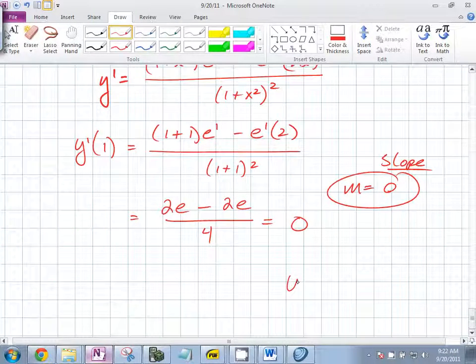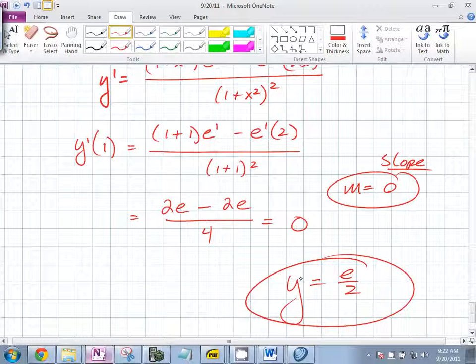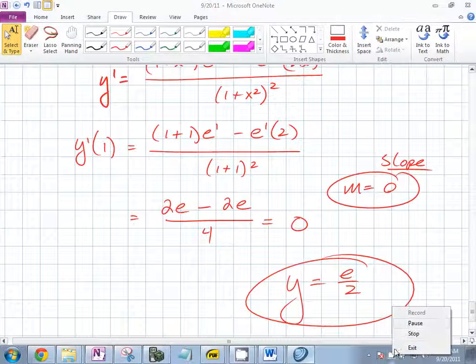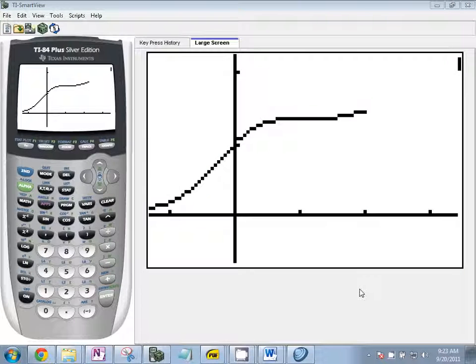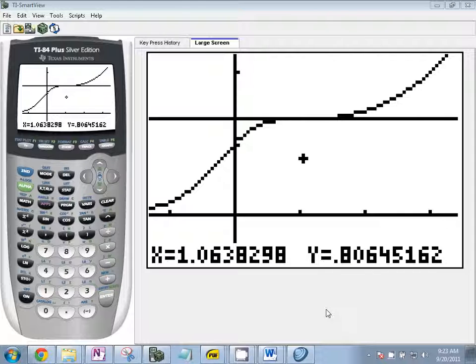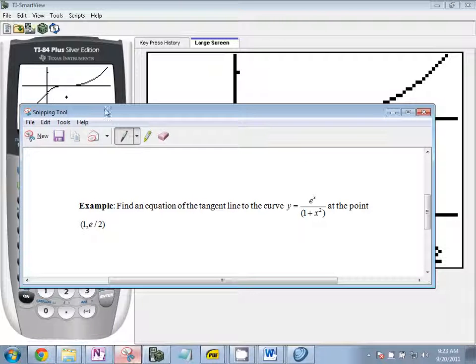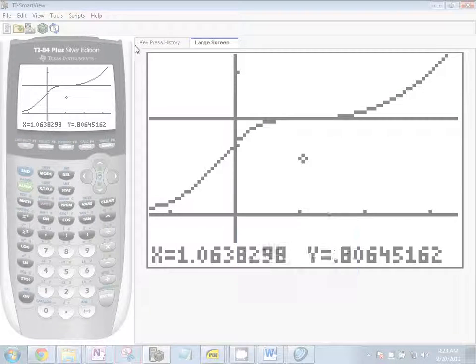Excellent. Very good. What kind of line is that? The horizontal line. Let's verify this graphically. Let's just see if the picture actually matches. So there's our function, and then our horizontal tangent. Is that kind of cool? Yeah. I think that's kind of cool. So don't freak out if you get horizontal lines.